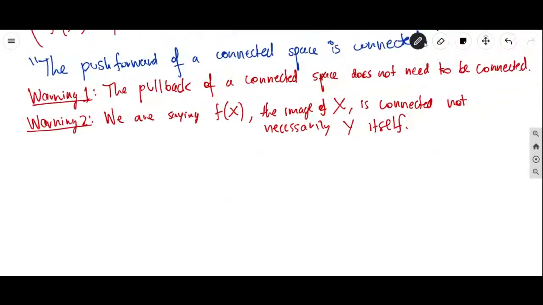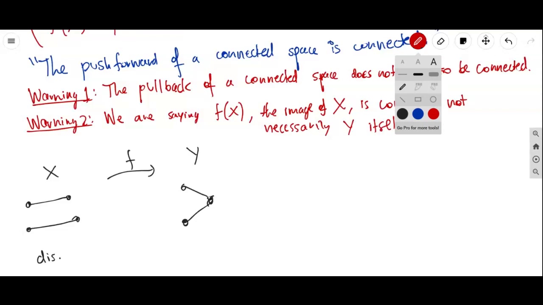So here's an example. I'm going to draw a picture that will illustrate this. The pullback of a connected space does not need to be connected. So imagine X represents this line segment and that line segment. So this is intuitively disconnected. And this is Y. And here's what the mapping does. It takes this line segment and it bends it. Well, maybe even simpler. You take this line segment and you tilt it and make it go like this, and you take that line segment and you tilt it and make it go like that, and then you connect them at the endpoints. So basically, the way this map works is that these two are being glued together.